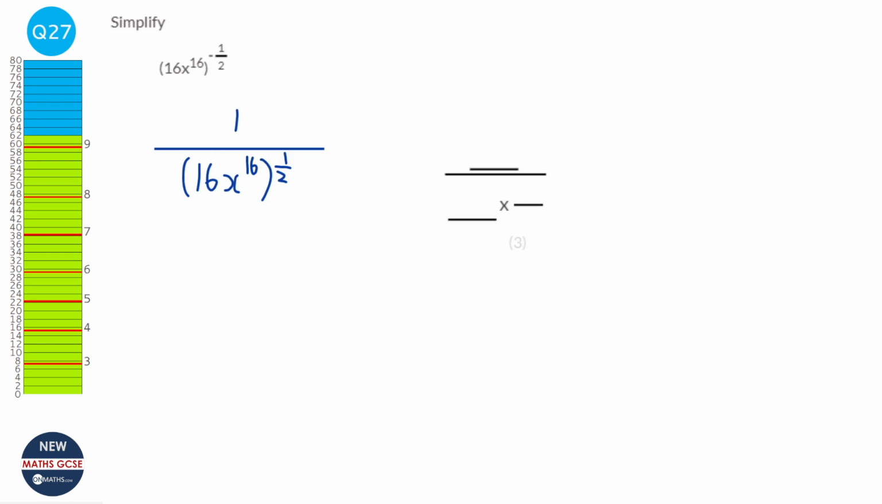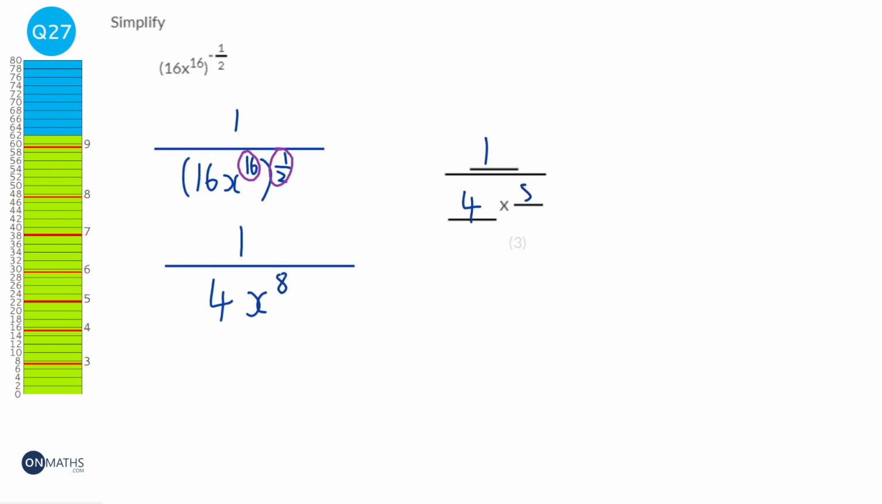Now to the power of a half means square root. So whenever you see anything to the power of a half, it just means square root. So let's deal with the 16 and the x to the power of 16 separately. With the 16, we're going to square root it, because to the power of a half just means square root. So square root of 16 is 4. Now with the x to the power of 16, there is another rule in indices that says if you've got a power on the inside and a power on the outside, you just multiply them together. So 16 times a half is 8. So the answer will be 1 over 4x to the power of 8.